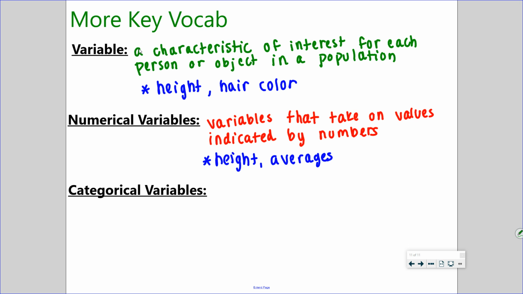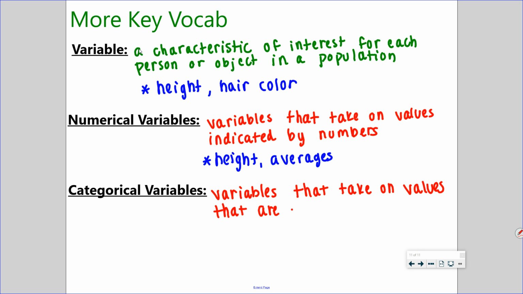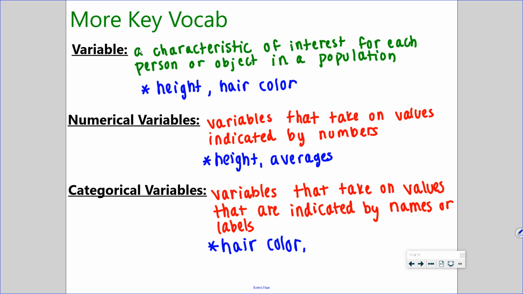Categorical variables are variables that take on something other than numbers, like labels. They take on values that are indicated by names or labels. I'll give you some examples. Such as your hair color. You don't answer that in a number, right? It's a label of brown or blonde. A letter grade, that's not measured numerically. That's measured by a label. That's categorical variables. Okay. Sorry, lots of vocab.